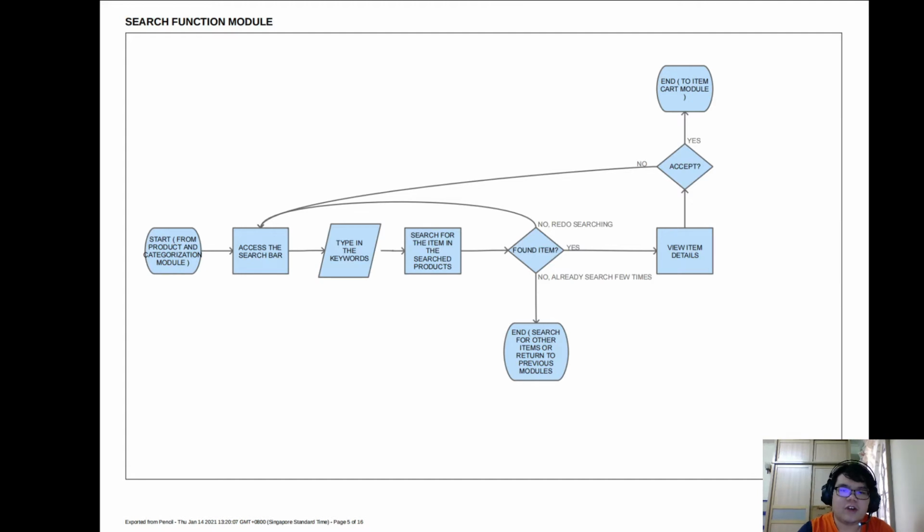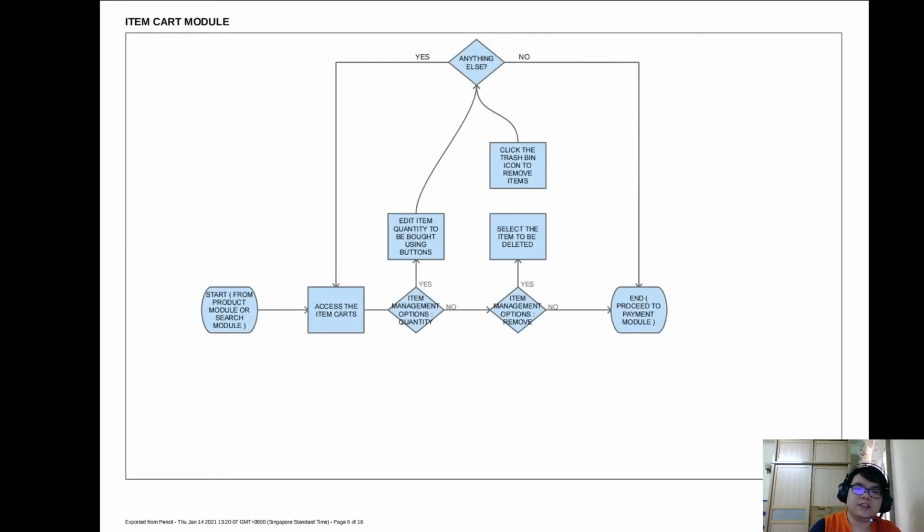If what they are looking for is not found, but they want to redo the search, they can use the search bar function again to search for another thing. If after searching for the item using different keywords and such, they still can't find the item, they will end, and they can start searching for a new item or return back to previous modules. Now this is the item cart module.